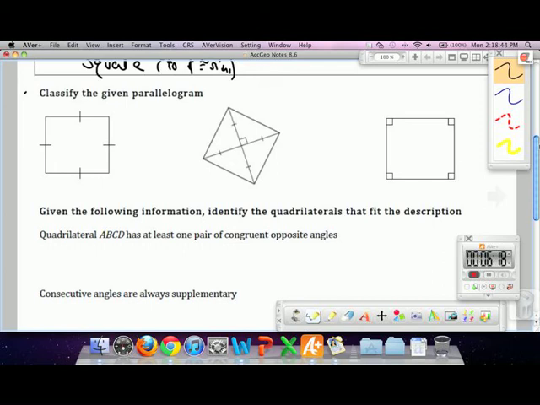What we know about this is it's a parallelogram with 4 congruent sides, so it's definitely a rhombus. For it to be a square, it also has to have right angles. So do we know these are right angles? No. So the best name we can give this is a rhombus.